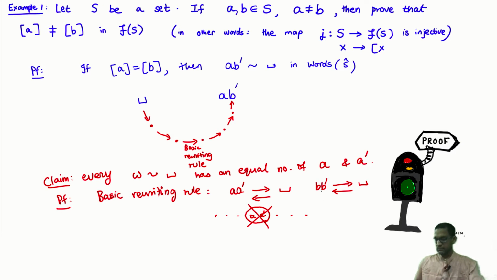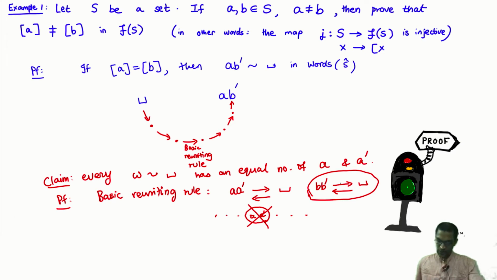Here, since I'm only focusing on the alphabet A, if my word has some number of a's and a dashes, and I apply this rewriting rule, then the number of a's and a dashes in the new word does not change, because all I'm doing is taking a bb dash and making it empty, or taking the empty word and making it bb dash. I would encourage you to play with some examples to get an actual idea of what we are doing.